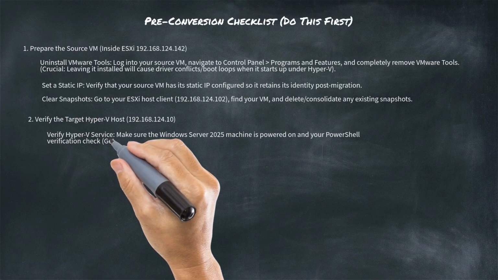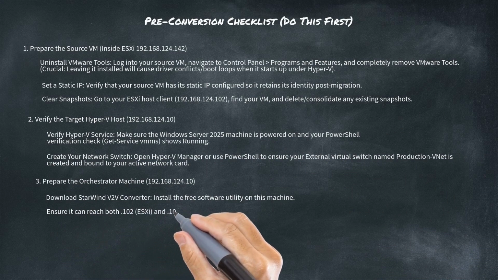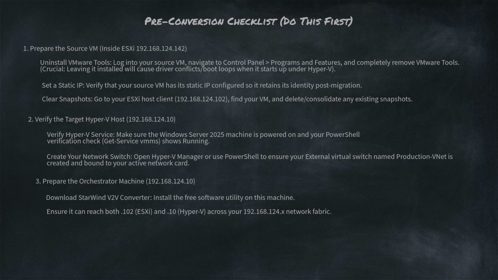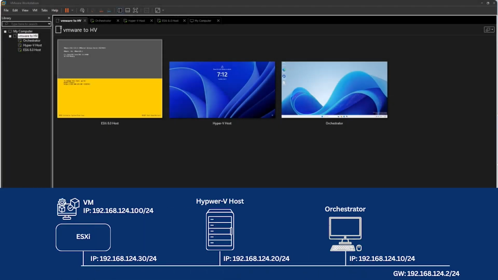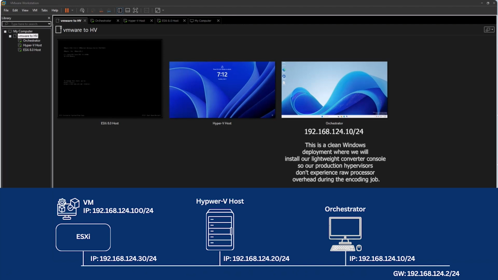Before we move a single block of data, let's lay out our environment so you can mirror this workflow exactly in your own corporate lab or home testbed. To make tracking our inventory foolproof on camera, I've organized our network structure into a clean, sequential IP layout. First, at 192.168.124.10, we have our infrastructure orchestrator. This is a clean Windows deployment where we will install our lightweight converter console so our production hypervisors don't experience raw processor overhead during the encoding job.